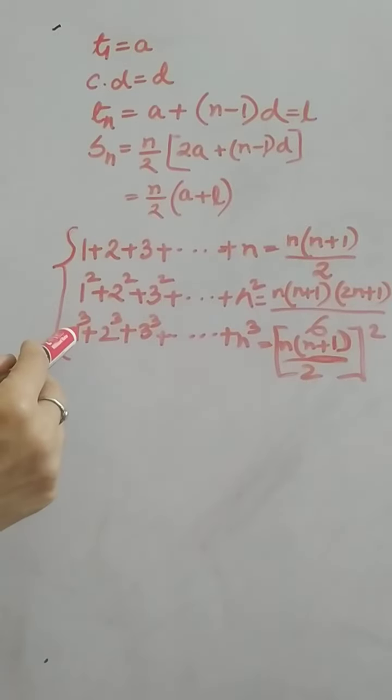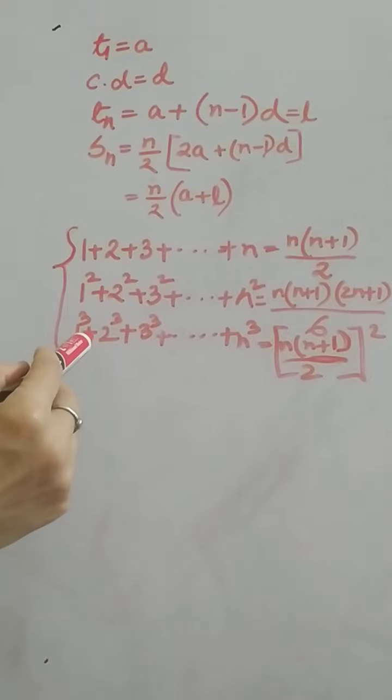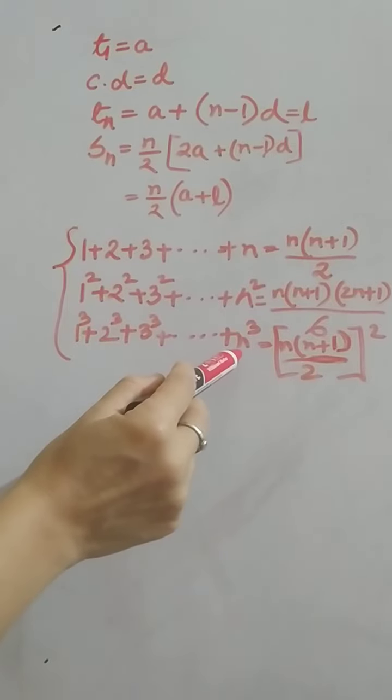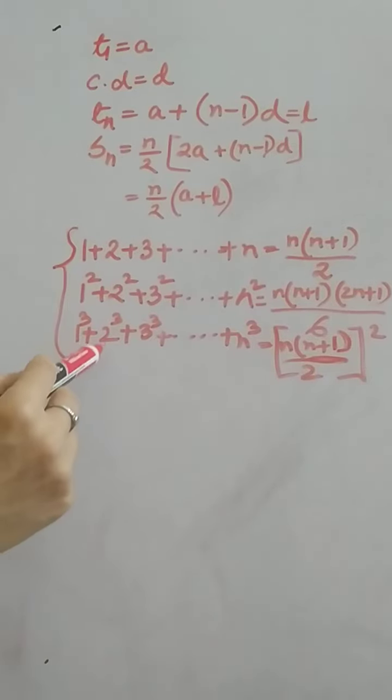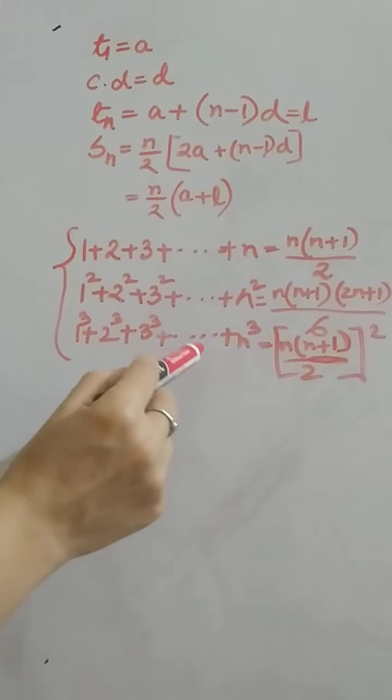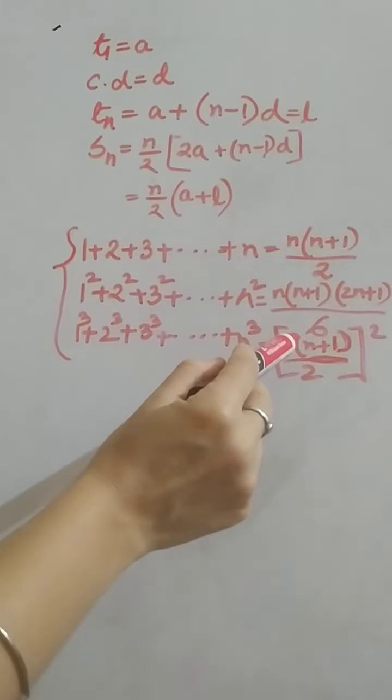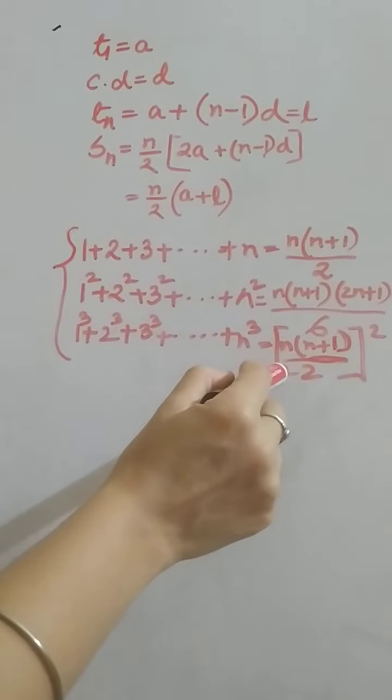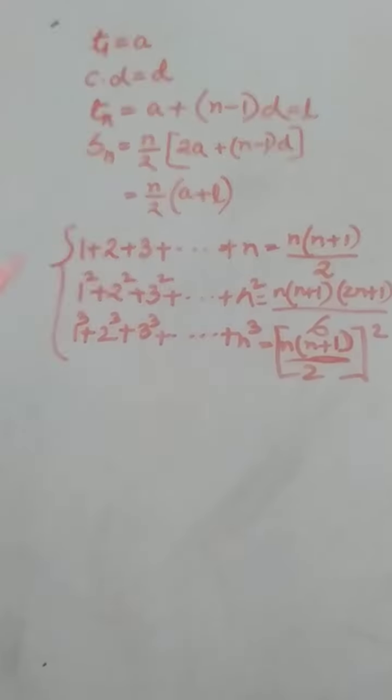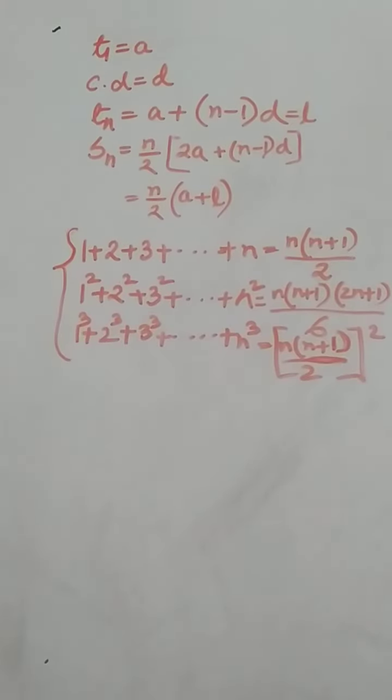And the third one is the sum of the cubes of the first n natural numbers, which is 1 cube plus 2 cube plus 3 cube plus dot dot dot plus n cube, equal to (n into (n plus 1) by 2) whole square. We have learned this in the last video. Today, let's continue with this.